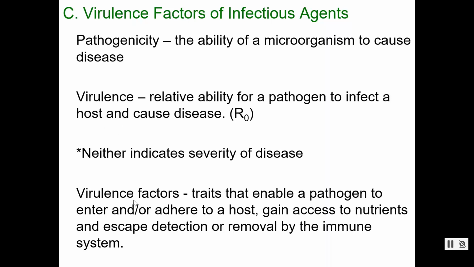We can also talk about virulence factors. Virulence factors are characteristics or traits of that pathogen that allow it to get inside, enter, adhere to a host. We know it's got to adhere in order to stay inside. And then it needs to grow, gain access to nutrients, and it needs to defend itself, either escape detection or removal by the immune system. So the microorganisms that have virulence factors or characteristics allow them to get inside us and stay inside us and grow and potentially cause us a disease. Okay, all right, so virulence, the relative ability for that pathogen to infect a host and cause a disease. So let's look at some diseases.